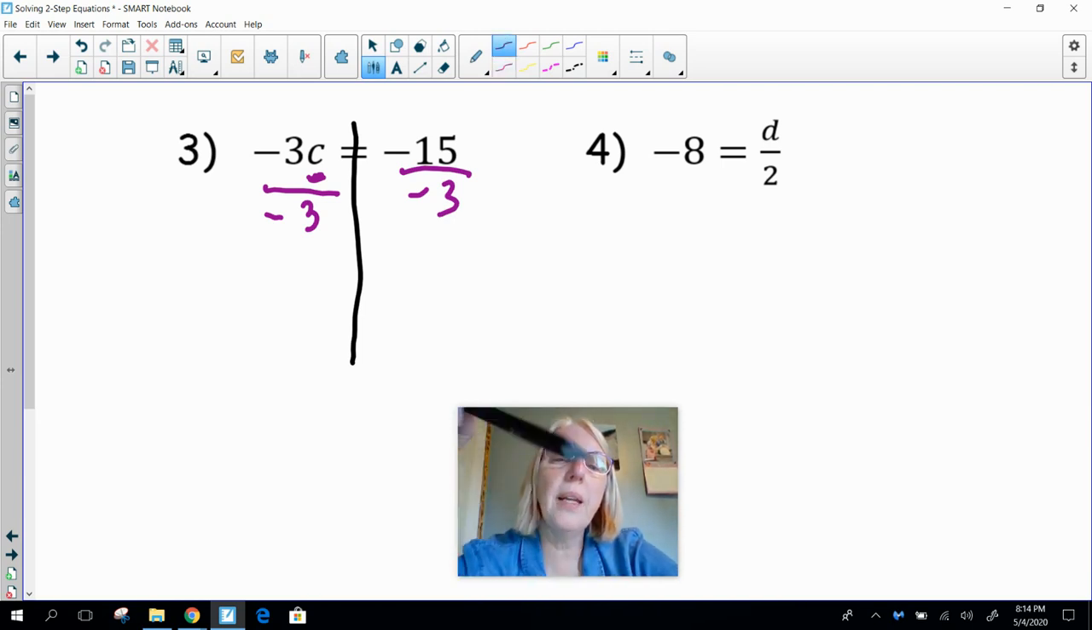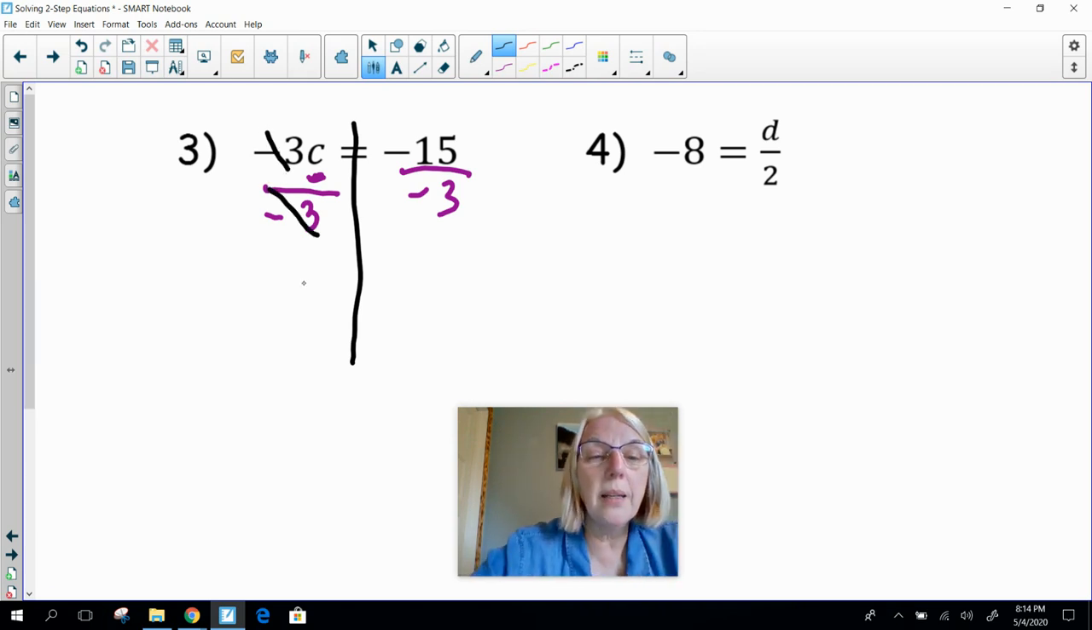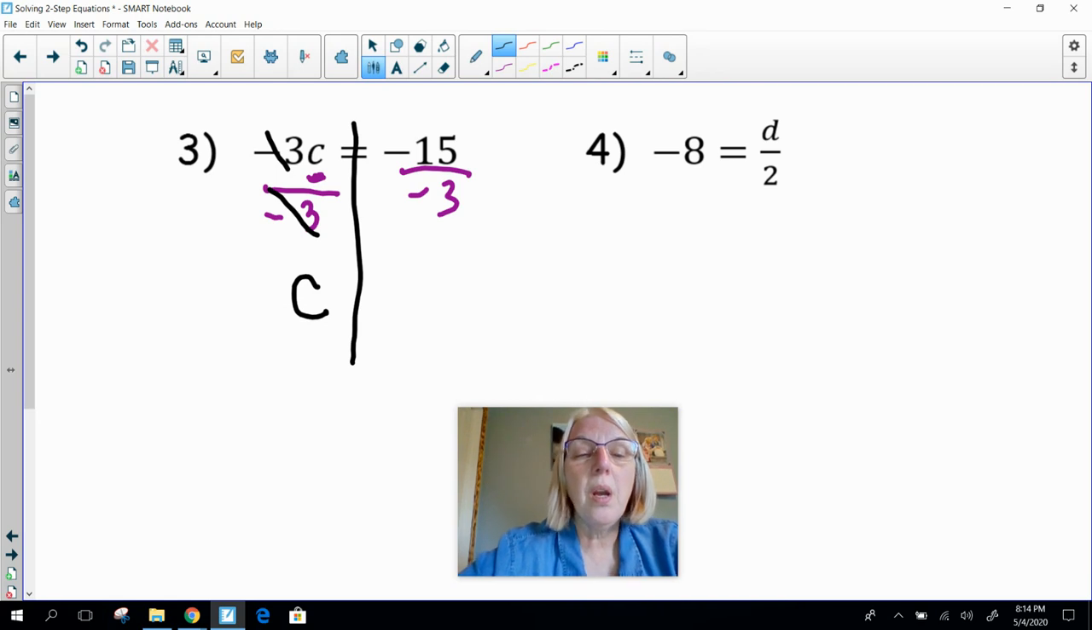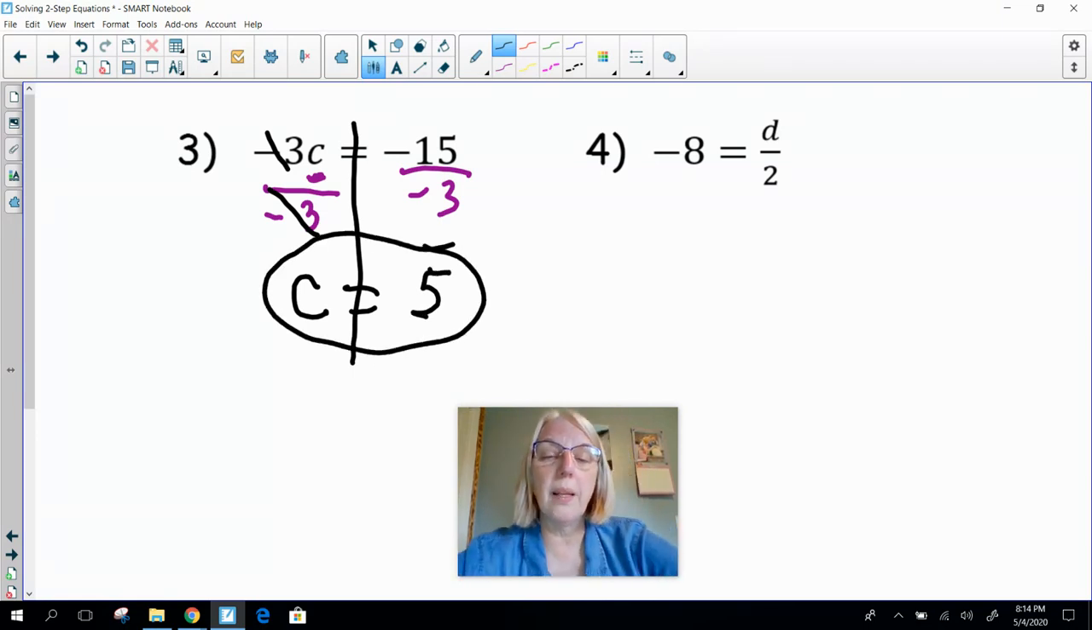But negative 3 divided by negative 3 happens to be positive 1. 1 times C is C. On the right side, negative 15 divided by negative 3 is positive. Negative divided by negative is positive, and in this case, it's positive 5. So your final answer is C equals positive 5. And Miss Lala and I always liked it when you would circle your answers.